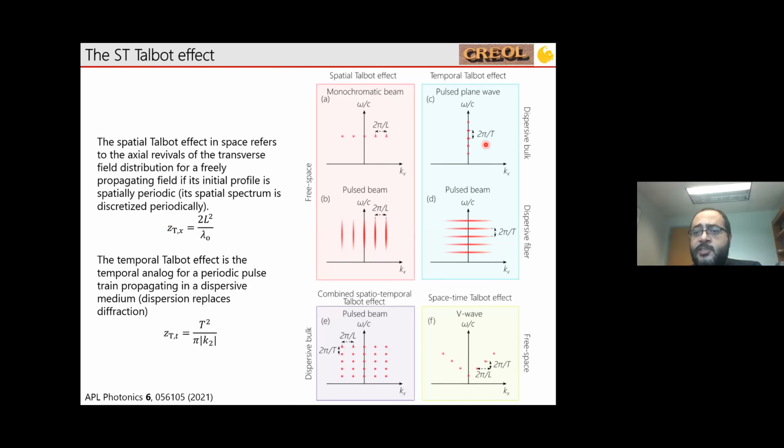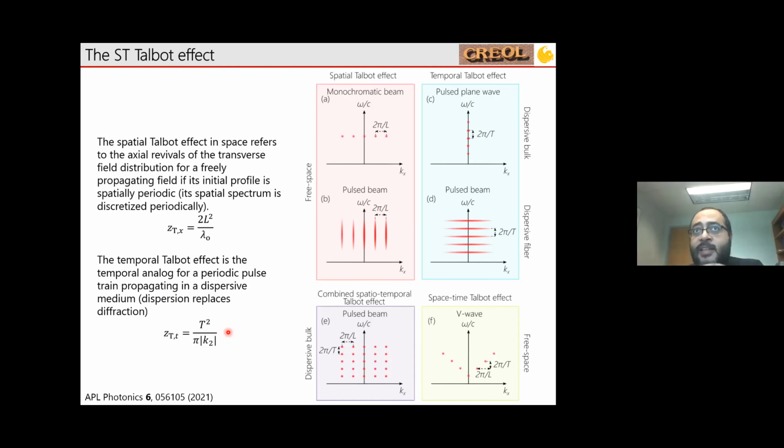Separately, in the 80s and 90s of the 1900s, about 150 years after Talbot, a temporal Talbot effect was discovered in analogy to it. Rather than diffraction in space, you have dispersion in a dispersive medium. And so if you have a pulse train, a periodic sequence of pulses, in other words, if your spectrum along omega is discretized, and you have dispersion in the medium, then you will get a temporal Talbot effect. The pulses first disperse, but then reorganize themselves into the initial periodic pattern at fixed distances that we call the temporal Talbot length. The question I want to pose to you is, can one observe a spatio-temporal Talbot effect?